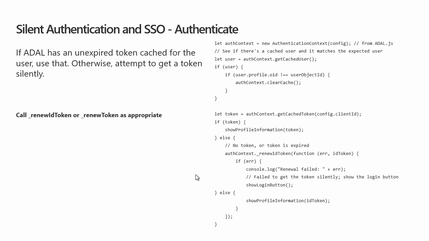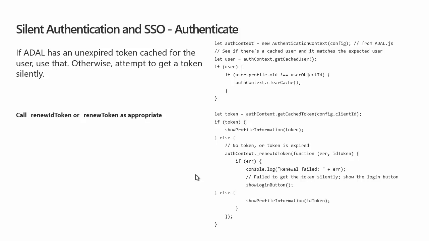What you can see here is a code snippet that will set up this information. We create our new authentication context with a configuration object. That configuration object would have the application ID and the other information that is appropriate, such as scopes. We then use that authentication context to call get cached user, which will return a user if someone is logged in.